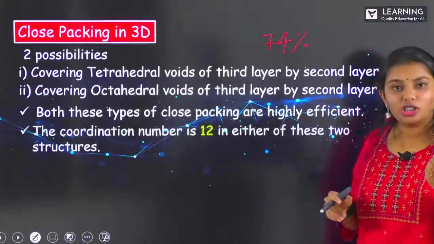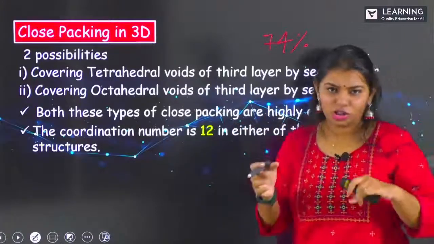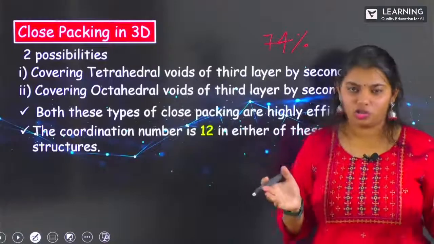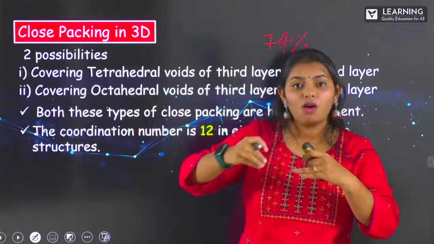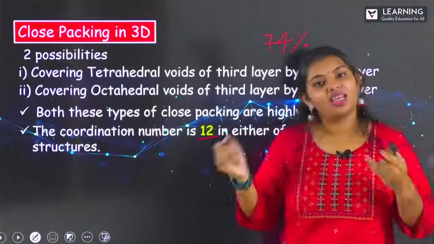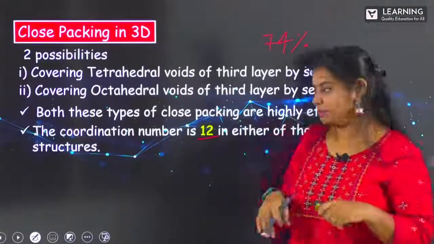And the coordination number. Okay, so now we have to understand the coordination number. In either of these structures, that is your HCP or CCP, there's one particular sphere, any sphere if you take, the surrounding neighboring spheres, how many will it be? It will be 12. Okay, that's why the coordination number here is 12 in either of the structures.